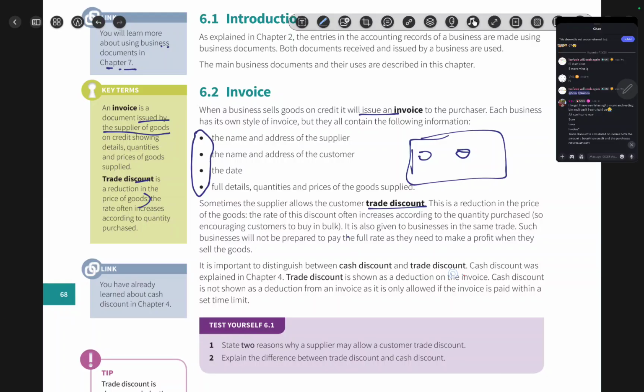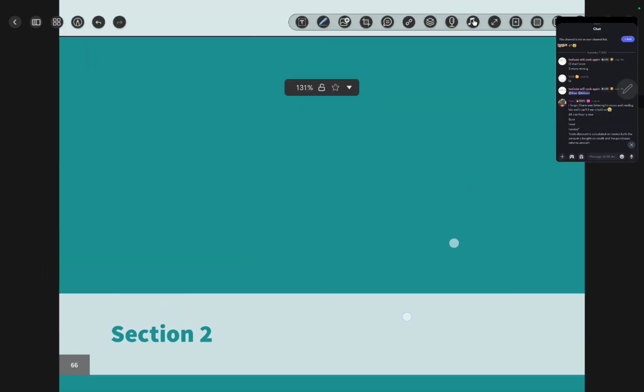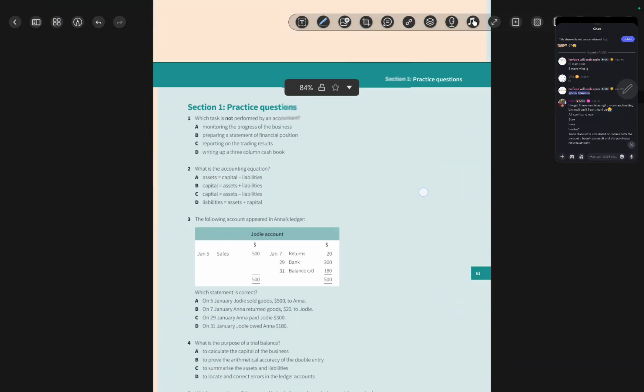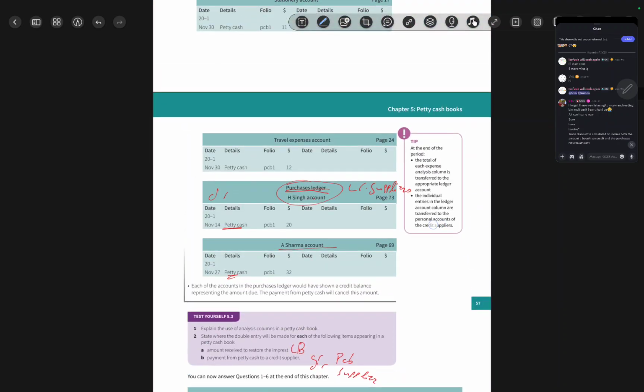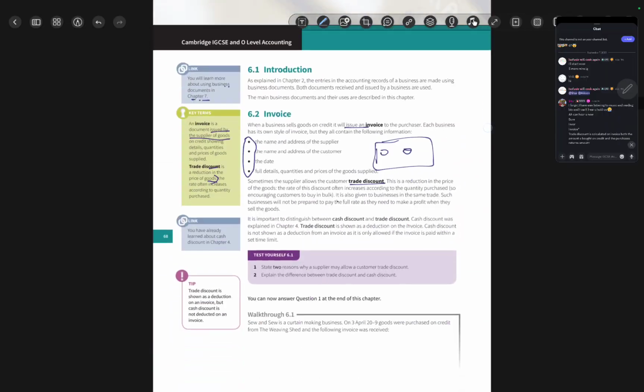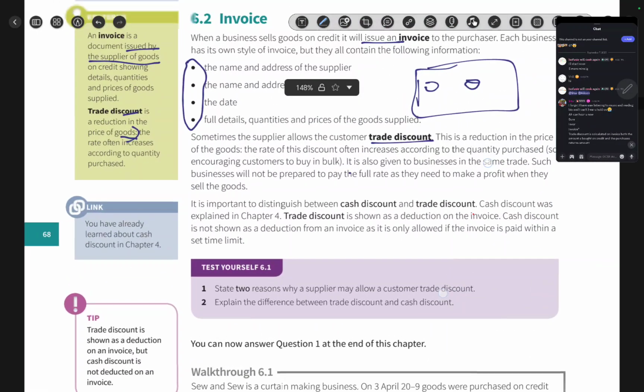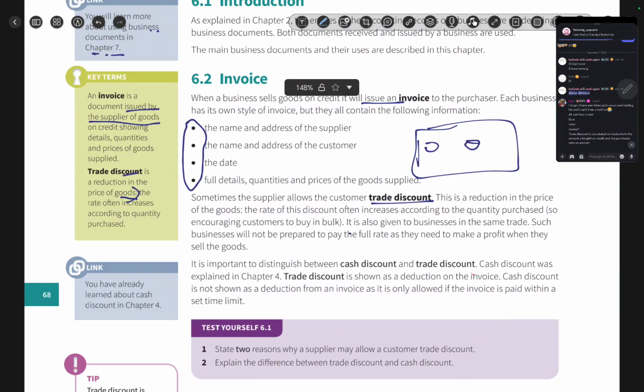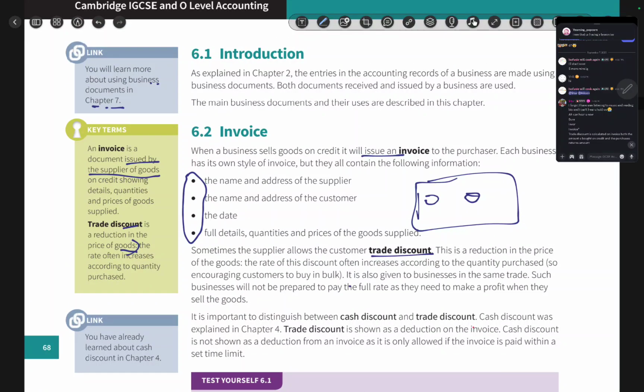All right, cash discount and trade discount. Cash discount, we did it before. Cash discount is a reduction in the price of payment. Cash discount is the discount you get for paying early and you get it on your payment, so you have to pay less. And trade discount is a reduction in the price of goods. It relates directly with the quantity of goods. If you buy a lot of goods, you get a lot of trade discount, and it's like the supplier's choice. Okay, it's not like you will always get trade discount.